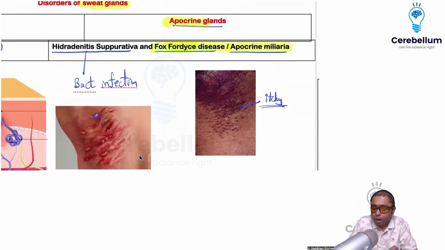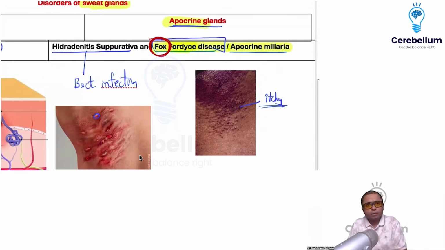And it is a problem of apocrine glands, whereas Fordyce spots, if you remember, are the ectopic sebaceous glands. Both are different, both are not the same. That is an important point. If you see carefully, Fox-Fordyce disease has this Fox term in it, so with the help of that you can remember this is something bad, because the patient is going to have a lot of itching.